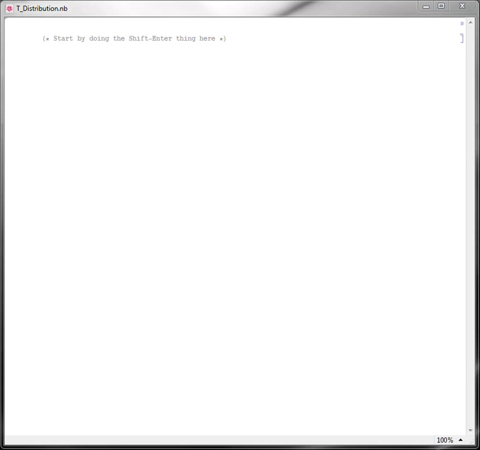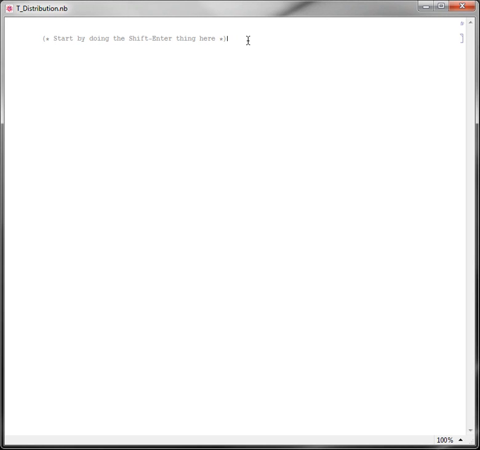So this is Jeff Hamrick at Rhodes College again with a brief discussion about how you use the student t-distribution calculator that we built for you using Mathematica. This is a Mathematica notebook that we've opened up. It's the t_distribution.nb file. You can download it from our central Moodle page for the course.